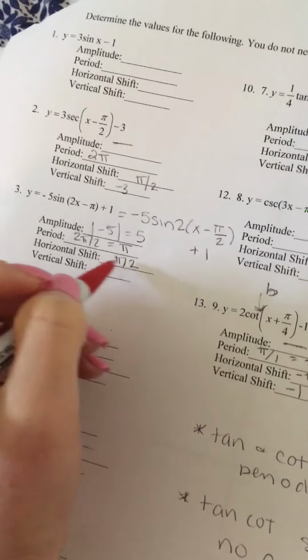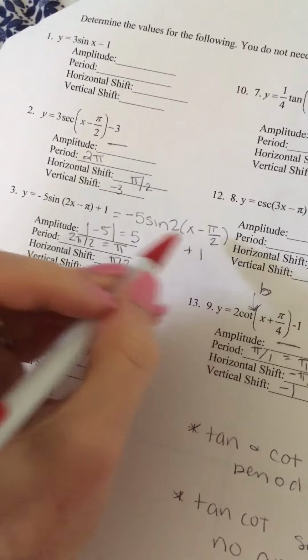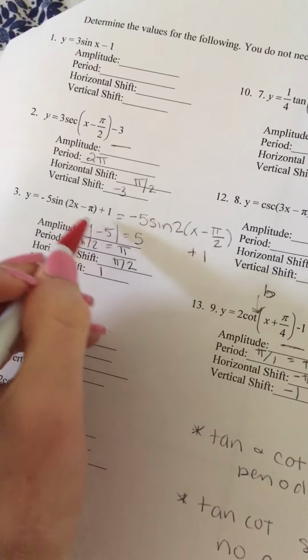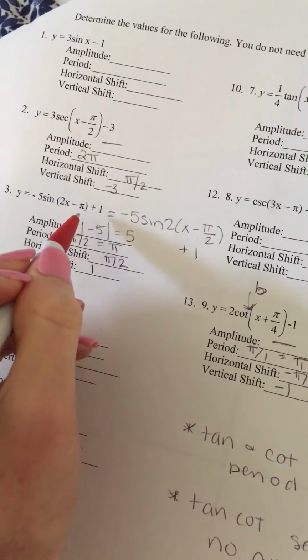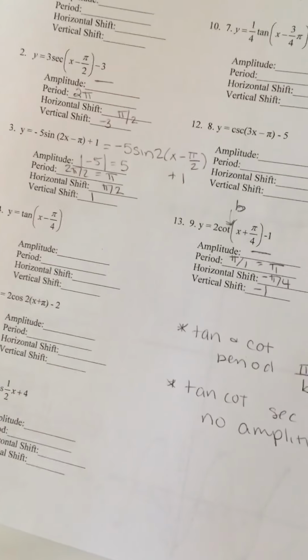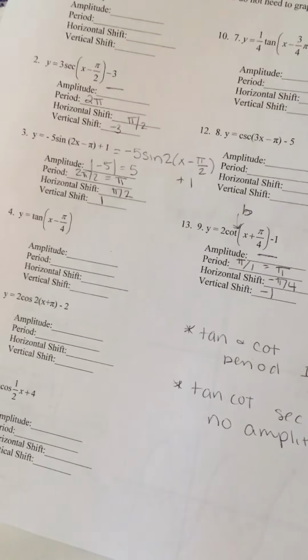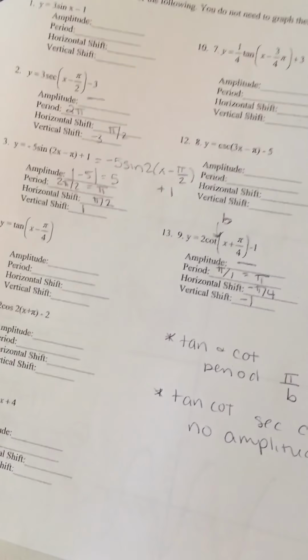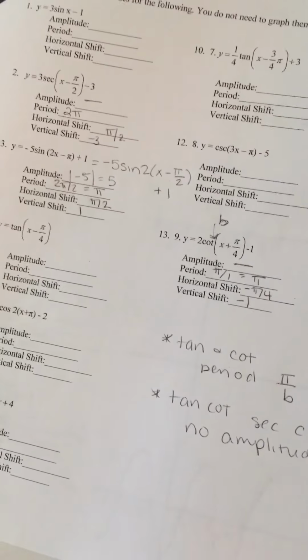Now, just note, if you don't take this 2 out first, you're going to tell me that the horizontal shift is pi and not pi over 2. So just be careful, and that's why we do that. I'm going to leave the rest of these for you. For Tuesday's notes, we're going to get back into the note packet, but this is for you to practice with, work on, and get better.